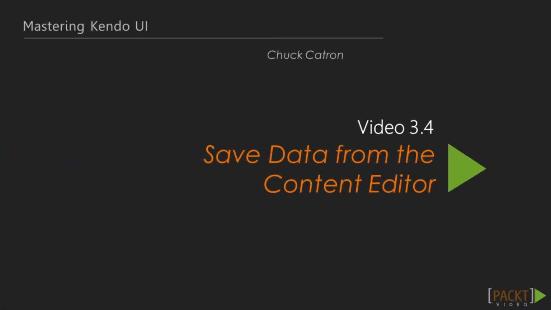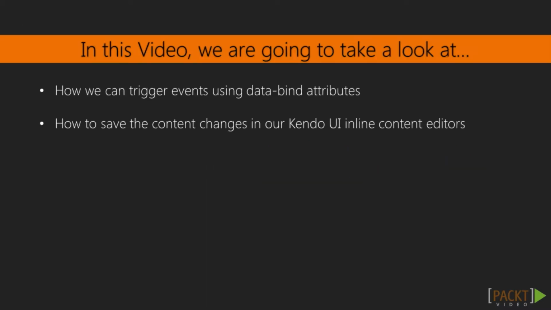So in the last video, we took a deep dive into controlling the controls and DOM elements. We discovered that we could show/hide elements and enable/disable elements by using the data-bind properties visible and enabled. In this video, we are going to look at how we can trigger events using the data-bind attributes. We are going to specifically look at how to save the content changes in our Kendo UI inline content editors.